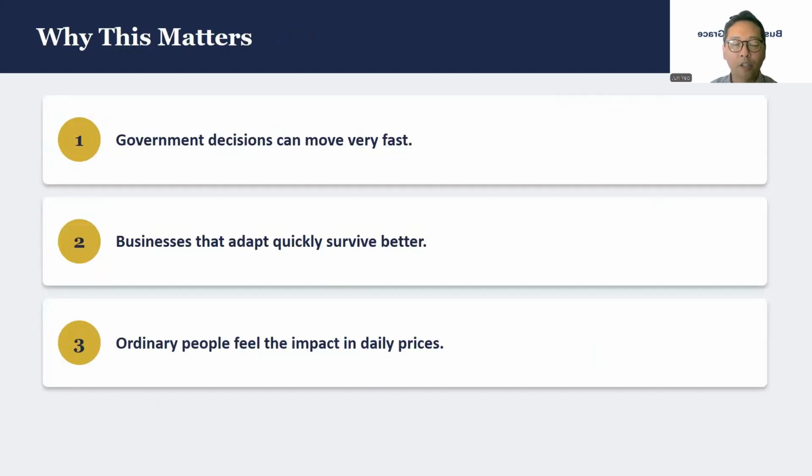So why does that matter to us? First, government decisions can move very fast. Second, businesses that adapt quickly can survive better, but they can never be sure what the right answer is. Third, ordinary people like us, consumers, feel the impact in daily prices. Trade policy is not just the news, it's part of our daily life.